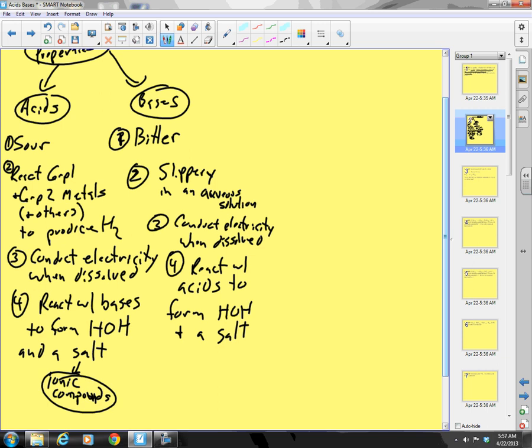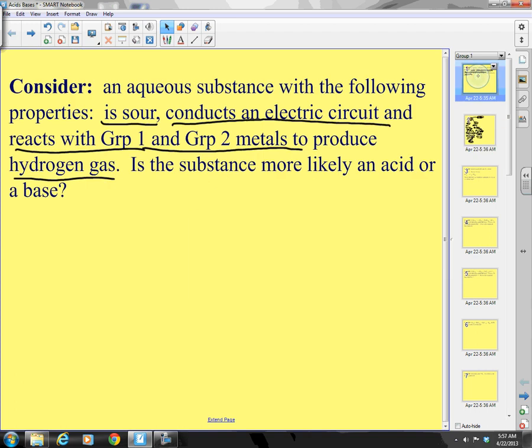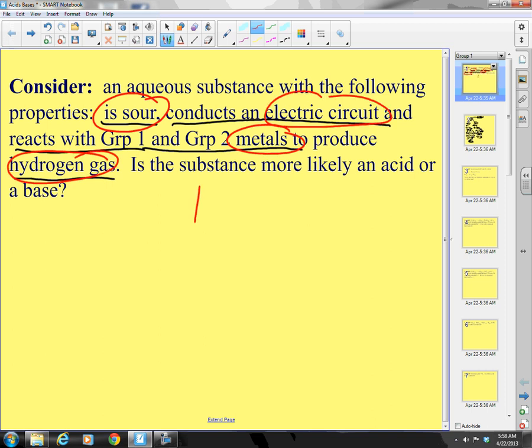So that's our overview of acids and bases in terms of their properties. So let's go back and look at this question. I have something that is sour. It reacts with metals to produce hydrogen gas. It conducts electricity. What do we think this is? This would be, in all likelihood, an acid. Got it? Perfecto. That's easy.